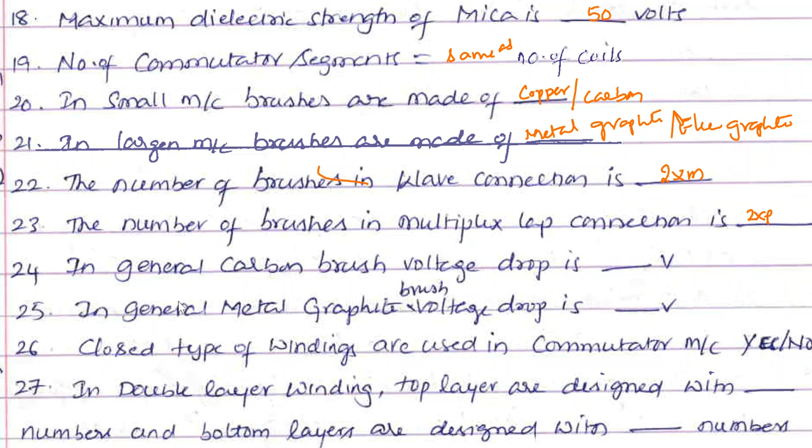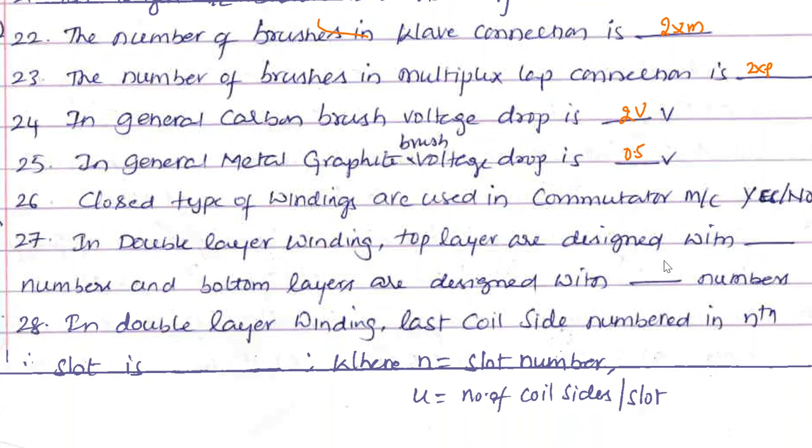Next one. In general, the carbon brushes have a voltage drop of dash volts. So it is having a voltage drop of 2 volts. In general, metal graphite, which I discussed here, used in large electrical machines, will have a voltage drop of 0.5 volts here. Okay. Next one. The closed type of winding is used in a commutator machine. The options are yes or no. So the correct option is yes.